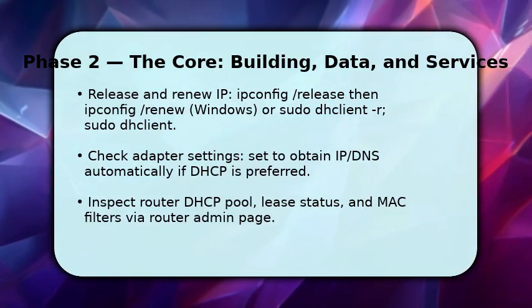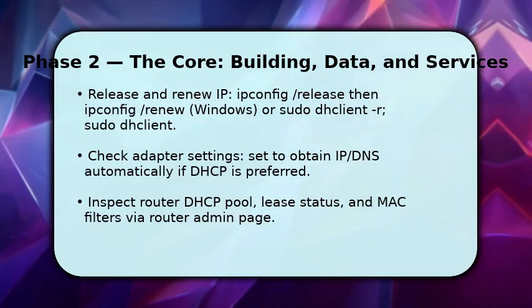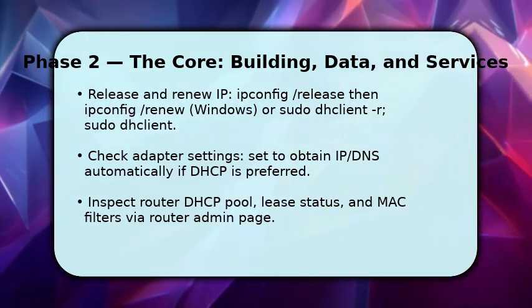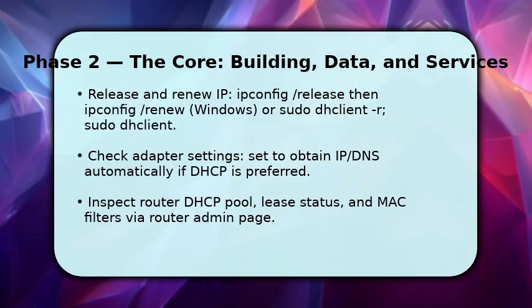If using Windows, run ipconfig /release then ipconfig /renew. On Linux, run sudo dhclient -r followed by sudo dhclient. This flushes stale leases and requests a fresh IP.